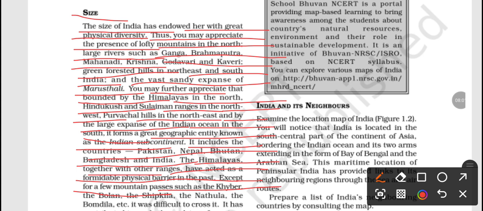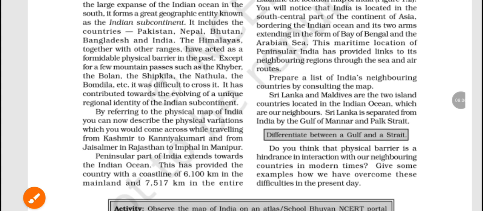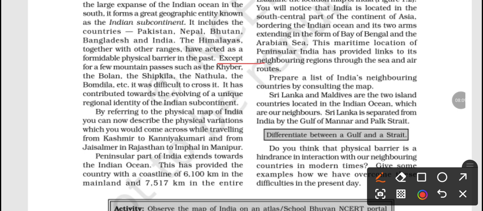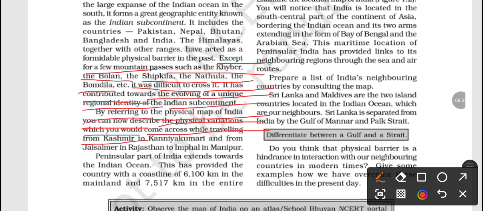Except for a few mountain passes such as the Khyber, the Bolan, the Shipki La, the Nathu La, the Bomdila, etc., it was difficult to cross it. It has contributed towards the evolving of a unique regional identity of the Indian subcontinent. By referring to the physical map of India, you can now describe the physical variation which you would come across while traveling from Kashmir to Kanyakumari and from Jaisalmer in Rajasthan to Imphal in Manipur.